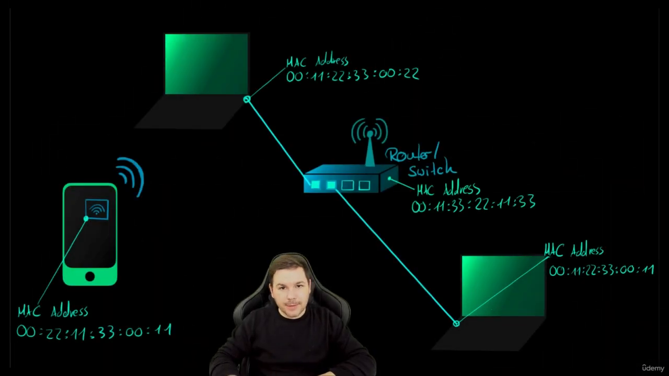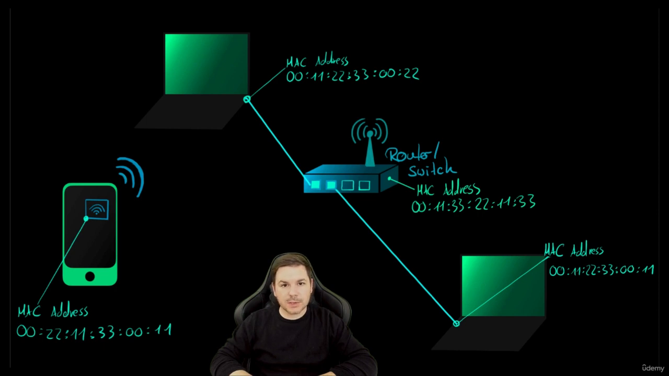Alright, so here we have our basic network setup. We've got the router, we've got two laptops and a mobile device which is connected via Wi-Fi. Every device has a network card, and this network card has a MAC address. This is a unique identifier which is branded into your card. So this MAC address only exists once. There will be no duplicate of this number.